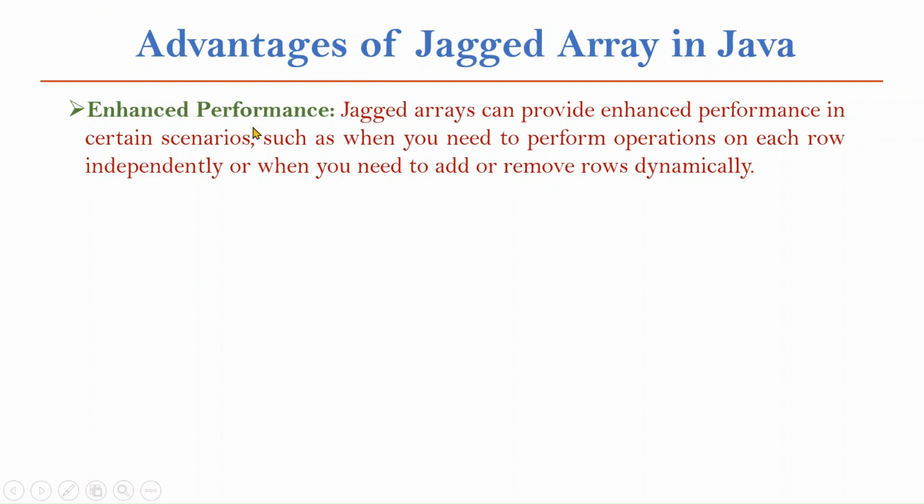The next advantage is enhanced performance. Jagged arrays can provide enhanced performance in certain scenarios, such as when you need to perform operations on each row independently, or when you need to add or remove rows dynamically. In these situations, if you want to work on an individual row, then obviously you can do that manipulation on the individual row independently, or if you want to add or remove rows, that also can be done very easily.